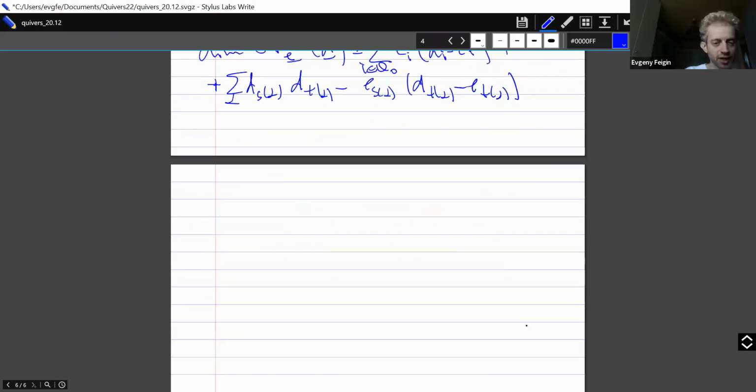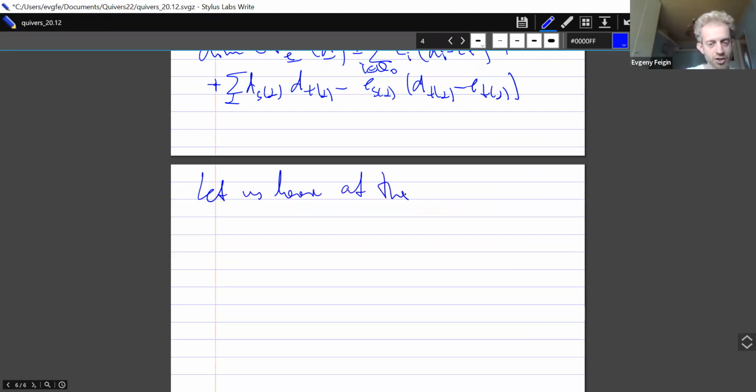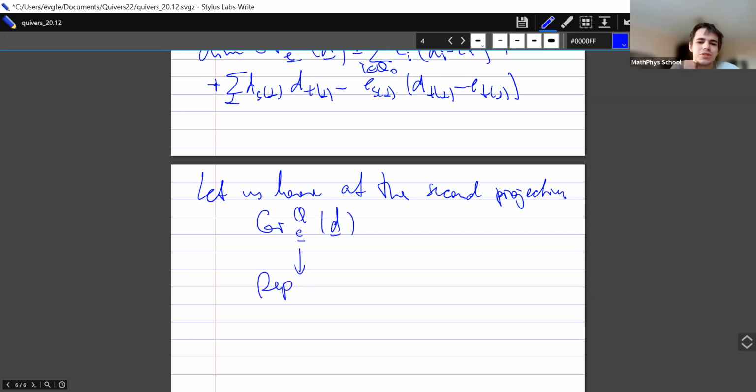Good. So now let's look at the second projection, the projection of EQD to the rep. Sorry, can I ask? Absolutely. But we can have two components, right? We can have a component which is proper in the whole bundle, but not proper in the projection of it. It's the whole base, but the component does not coincide with the total space.